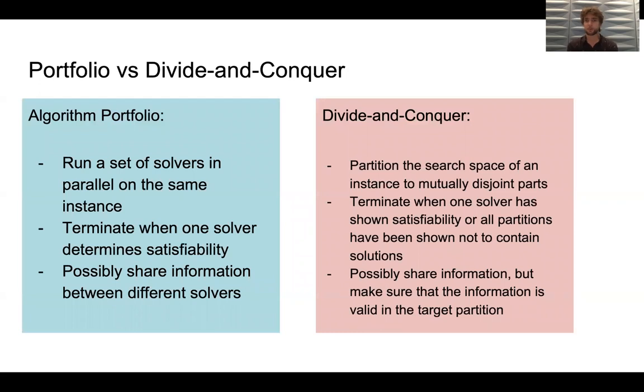Whereas in divide and conquer, you partition the search space of an instance into mutually disjoint parts. So this is already something more complicated that is happening. Then the approach terminates when one solver has shown satisfiability or all partitions have been shown not to contain a solution. So there's an even more complicated termination condition for divide and conquer. And on top of that, you can also, of course, share information, but then you have to make sure that the information that you share is actually valid in the target partition. So that's yet another complication for sharing information compared to algorithm portfolios.